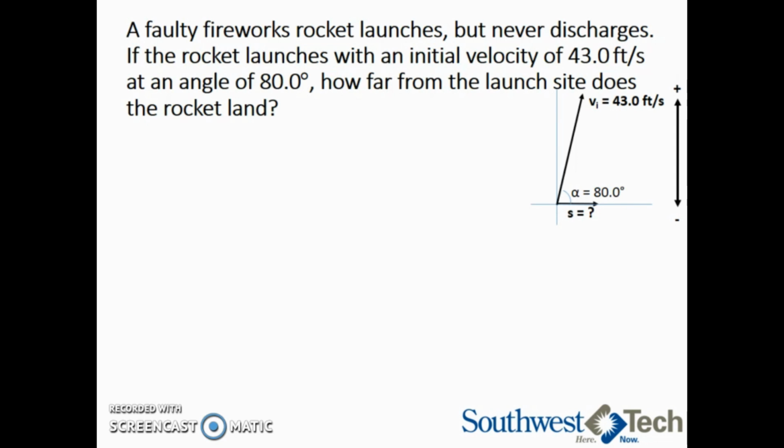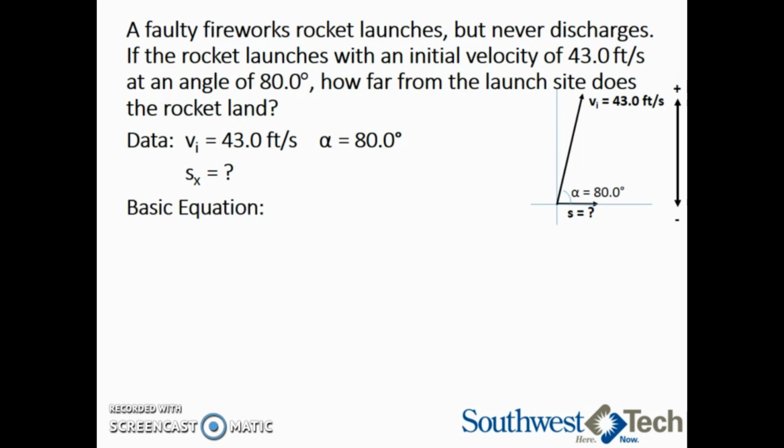Next, we will write down everything we know. We know the initial velocity is 43 feet per second, the angle alpha is 80 degrees, and we are trying to find s sub x, or the displacement in x. There are a couple of basic equations that we will need to solve this problem.